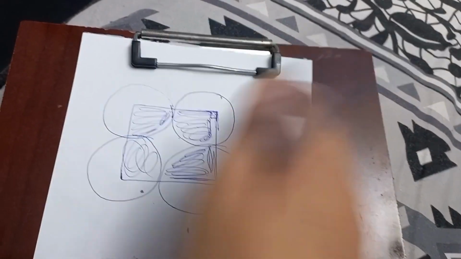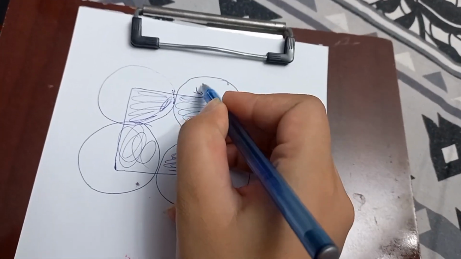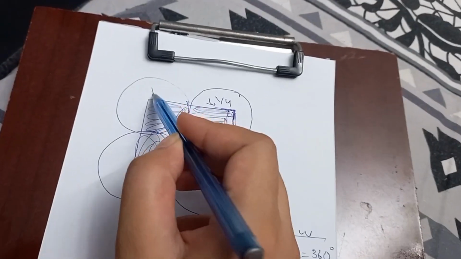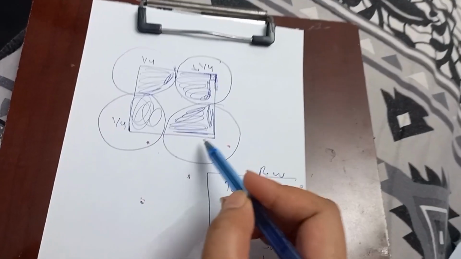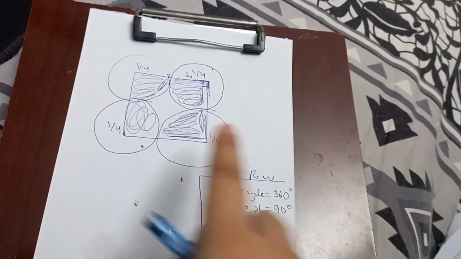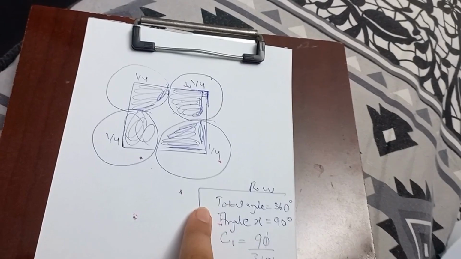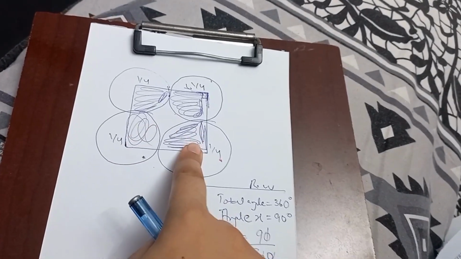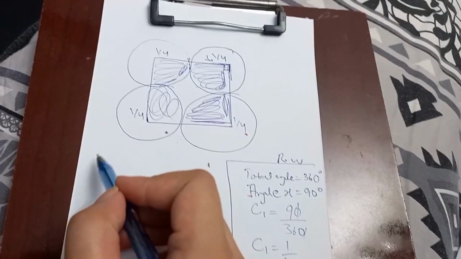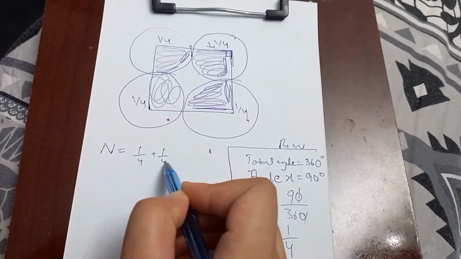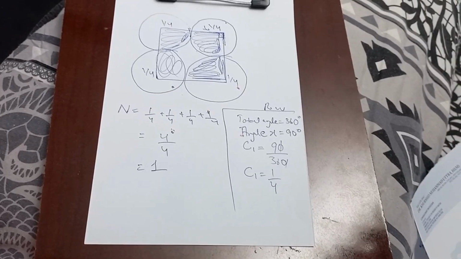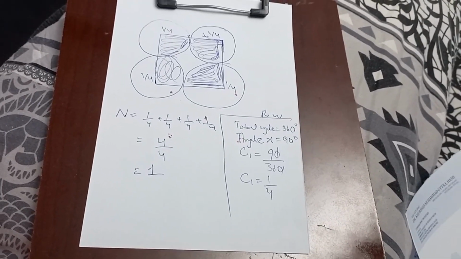So this is 1 by 4th contribution by this atom. Similarly, since all of the atoms are the same and the shape of them in the plane is also the same, their contribution will remain the same as well. And we have 1 by 4 of this atom, 1 by 4 of this atom, 1 by 4 of this atom, and 1 by 4 of this atom inside this plane. So the net contribution is equal to 1 by 4 plus 1 by 4 plus 1 by 4 plus 1 by 4, and if you take the LCM, it becomes 4 by 4, that is equal to 1. So the net number of atoms that lie on this plane is 1.